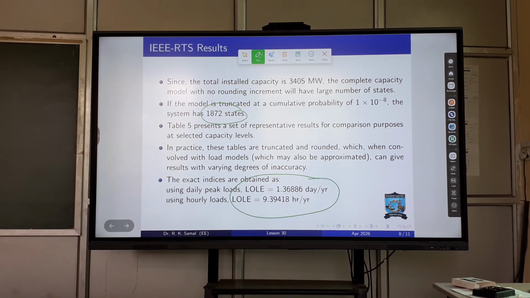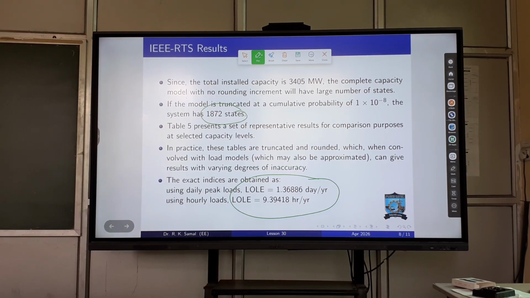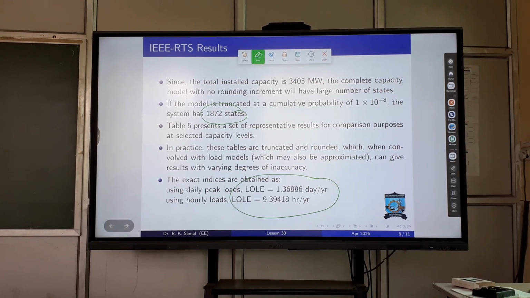So loss of load expectation is 1.36 days per year, or for hourly loads 9.39 hours per year. That means only about 9 hours per year there will be loss of load.